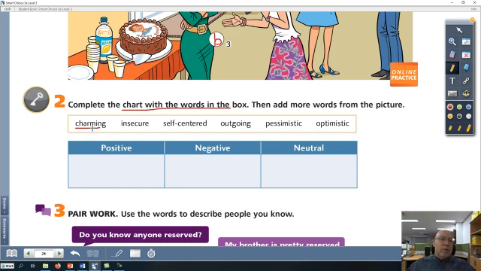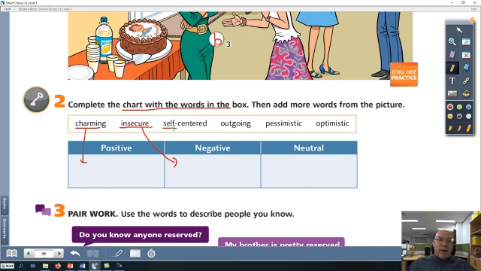So when you think about somebody who's charming, somebody who's attractive on the inside, or very, very nice on the inside, it's positive, right? Somebody who's insecure, in means not, so not secure, somebody who's scared or worried all the time or uncomfortable all the time, that would probably be considered a negative characteristic.